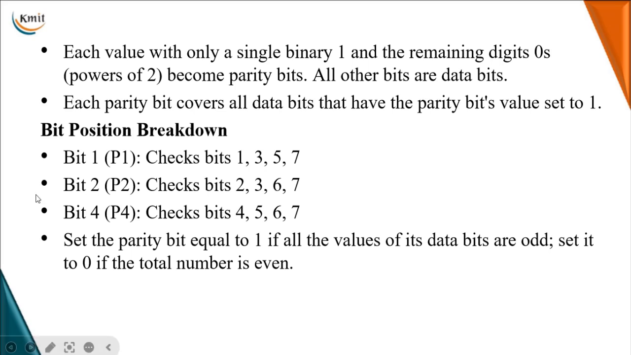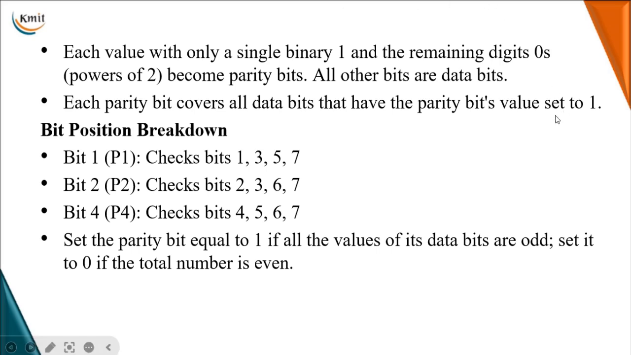So based on the positions 3, 5, 7, your parity 1 value is decided, whether it is a logical 1 or a logical 0. If 3, 5, 7 contain an even number of ones, then P1 becomes 0, because our data bits already contain an even number of ones. Now parity 2 value is decided based on the data bits 3, 6, 7. If 3, 6, 7 don't contain an even number of ones, then P2 is 1. If they contain an even number of ones, then P2 becomes 0.